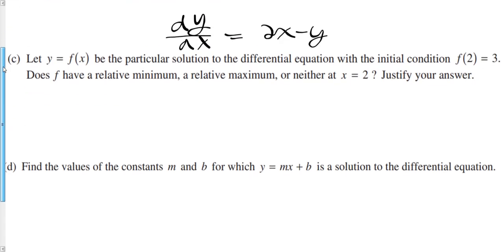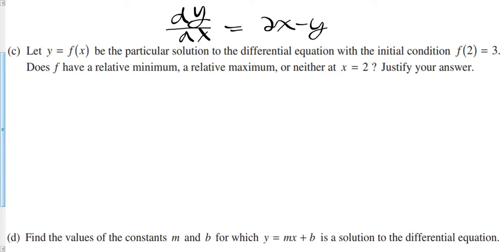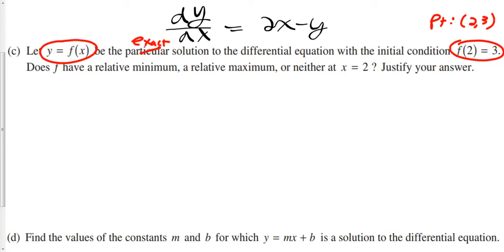So this part says to find the particular solution. When they say y equals f of x, I want to make this pretty clear. They want you to get y alone. And this is the particular or the exact solution, right? It's the same thing. And they give you an initial condition, so this is our point, which is (2, 3). So basically that's what's happening. And then we'll answer that other question after, but let's just go ahead and solve.